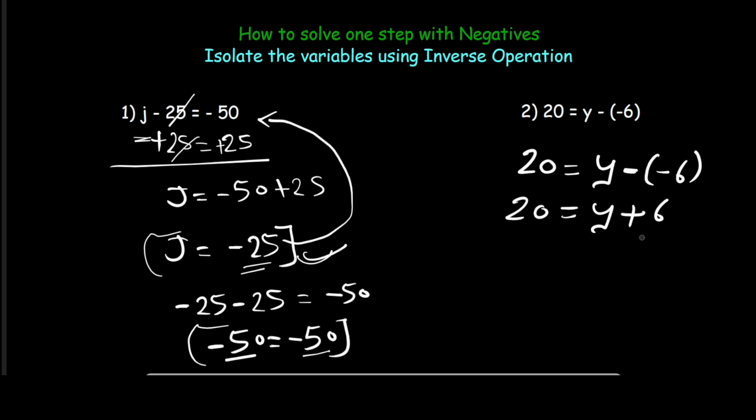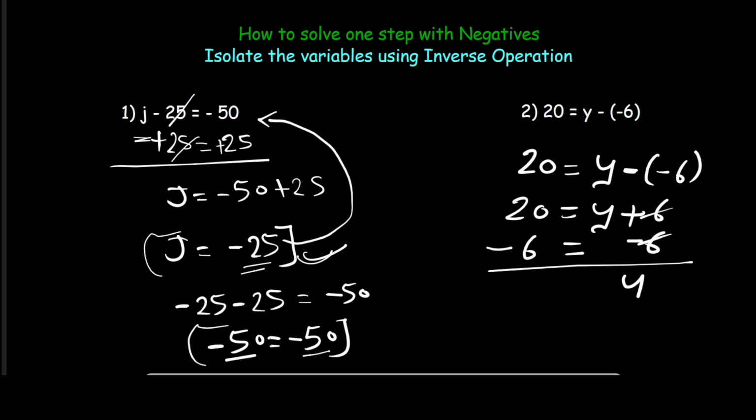So to undo this 6, we have to perform inverse operation, and the inverse operation of addition is subtraction. So I'm going to subtract 6 here, and whatever we do to one side, we have to do the same to the other side in order to balance the equation. Now if I take a look at the right side of the equation, 6 is being added and subtracted, so it will cancel out each other.